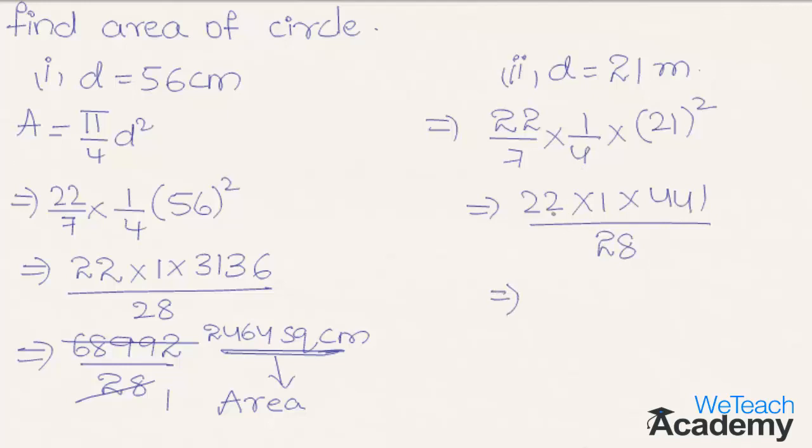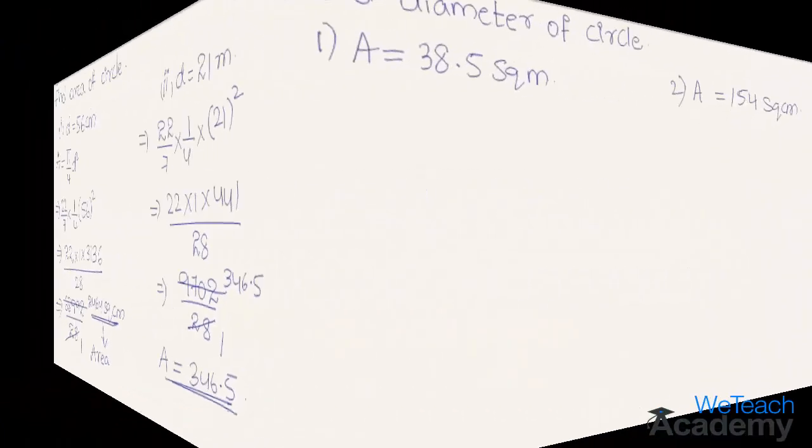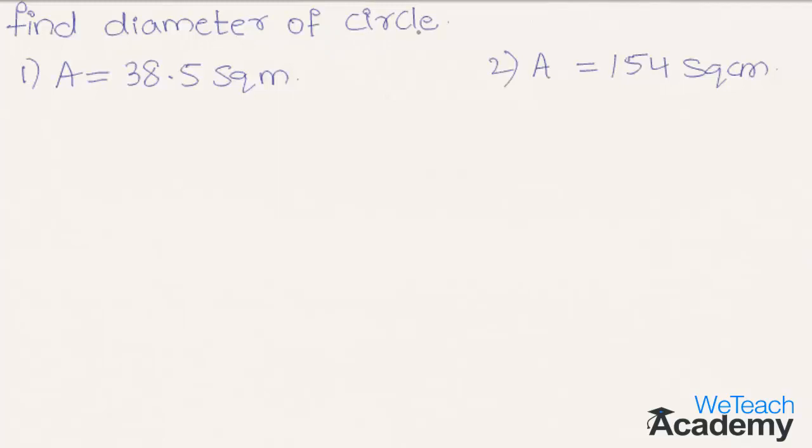So by multiplying the terms in the numerator, we get 9,702 divided by 28. And by simplifying, we get 28 one time is 28 and 28 346.5 times is 9,702. So here we get area as 346.5 square meters approximately. And now let us proceed and find diameter of circle when area is equal to 38.5 square meters.